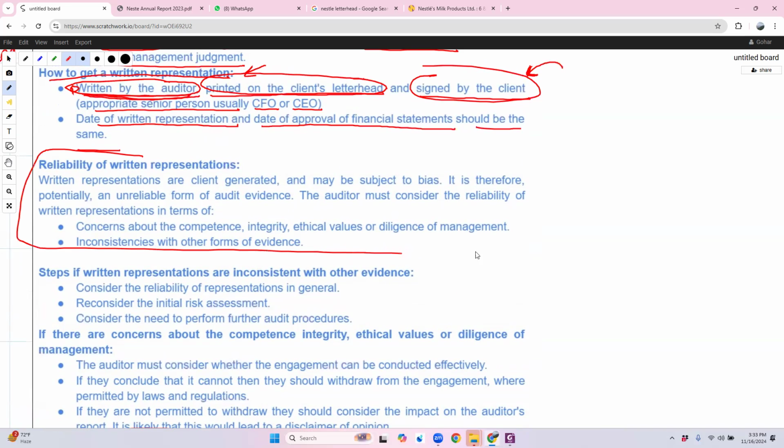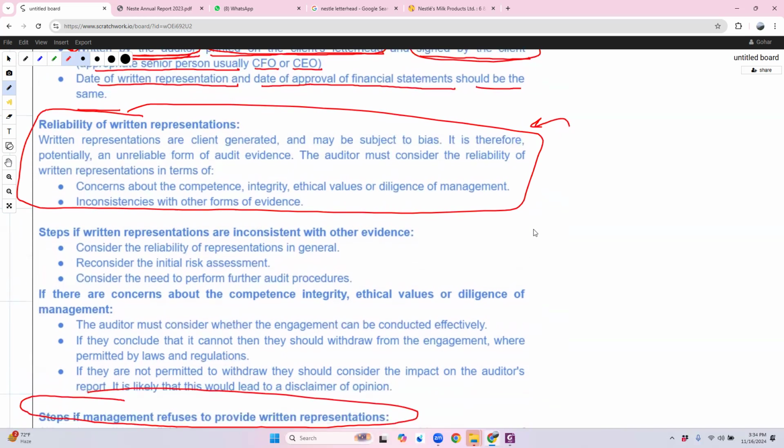Reliability of written representations. I'm not going to read this one out because we have already discussed it. That this is not reliable audit evidence. You must do other procedures first. Only then you should take written representations. That's it.